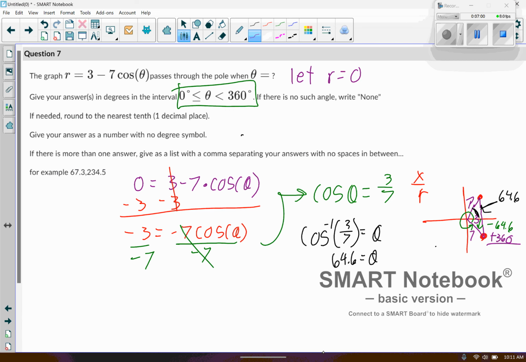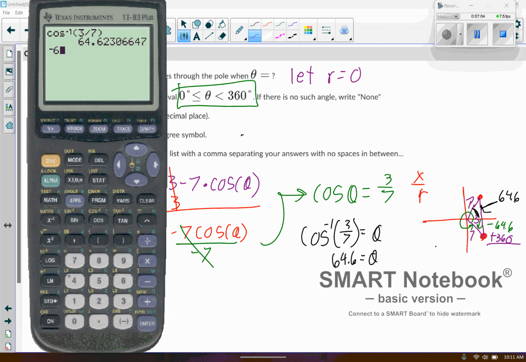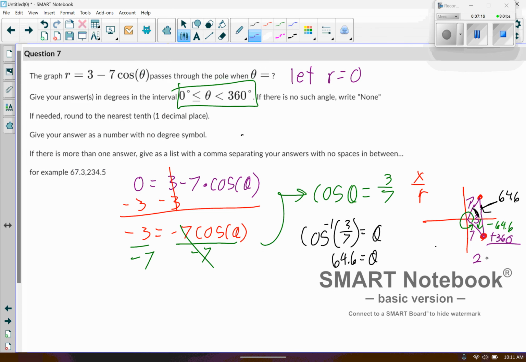So let me pull the calculator back up. Negative 64.6 plus 360 degrees will swing me around to 295.4.